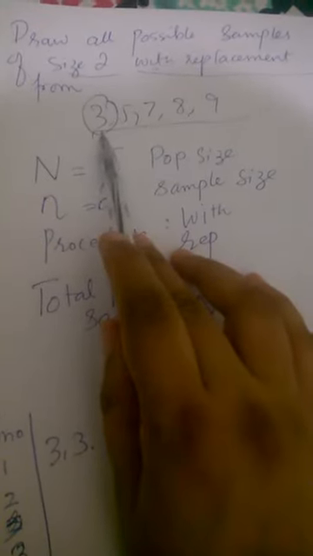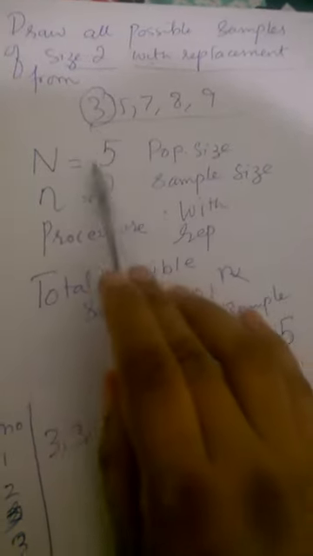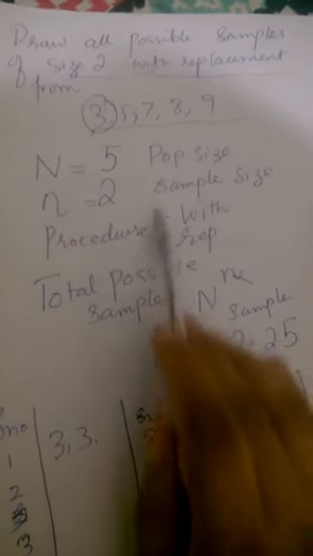First of all, we have to write the size of the population, that N is equal to 5. There are 5 elements, so the population size is 5. The sample size is given in the question, that is 2, and the procedure over here is with replacement.